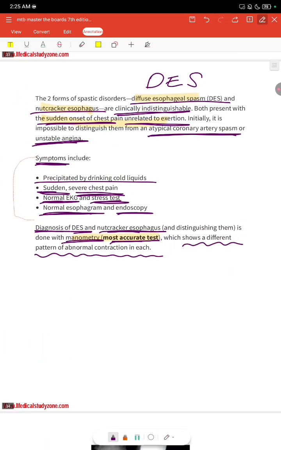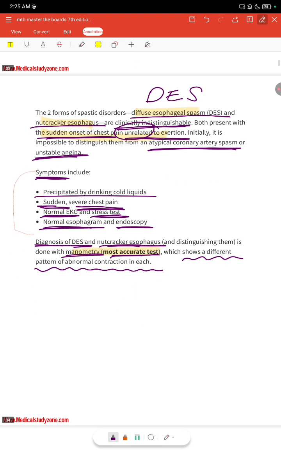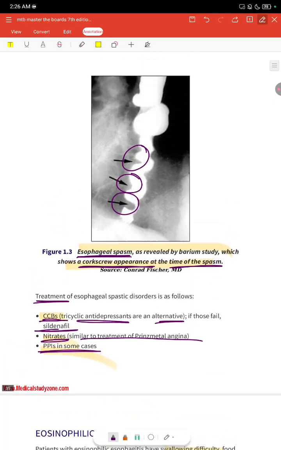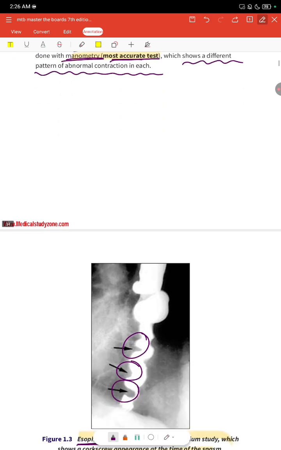So here is the main point that you should remember: whether DES or nutcracker esophagus, both of them present with sudden onset of chest pain, but it is unrelated to exertion. This is where you get the clue that this chest pain is not necessarily of cardiac origin. And also, obviously, you have to go for the other investigations as well, like EKG, stress test, esophagram, and endoscopy.